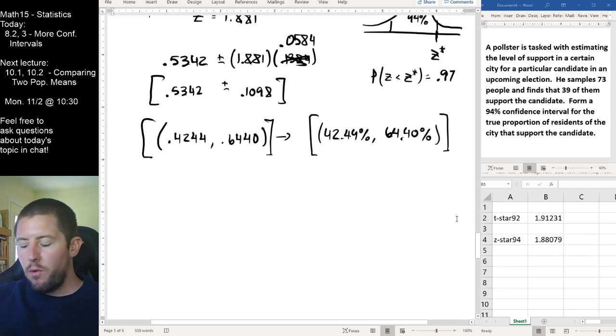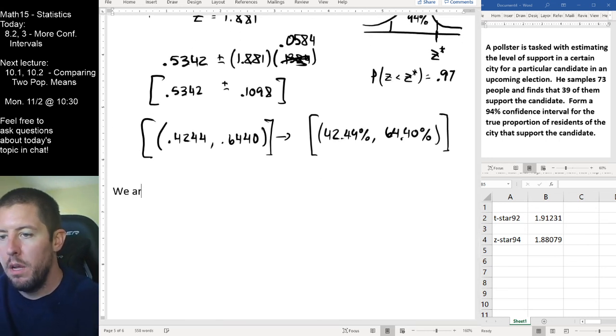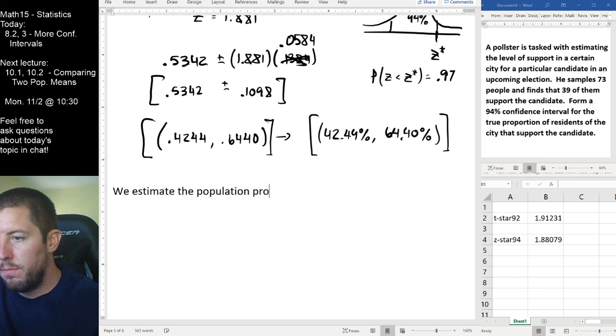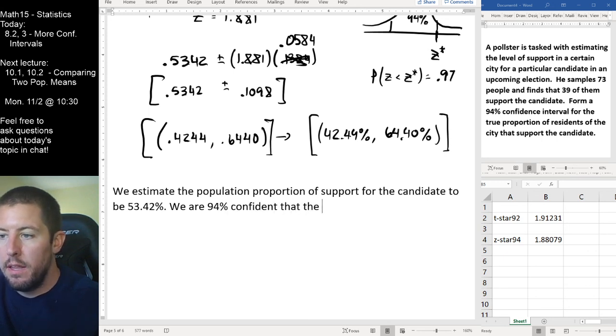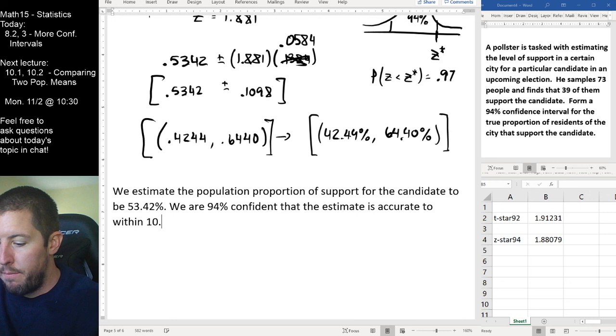All right. So let's formalize our statement right here. We estimate the population proportion of support for the candidate to be 53.42%. We are 94% confident that the estimate is accurate to within 10.98 percentage points, and I'll say percentage points, just to be clear about my percent right there.